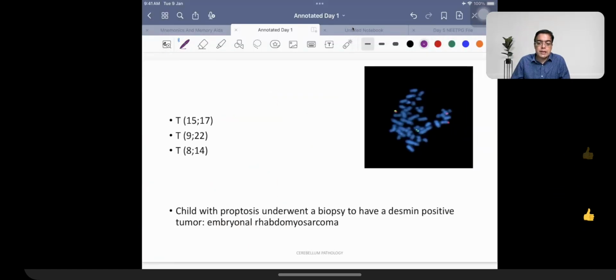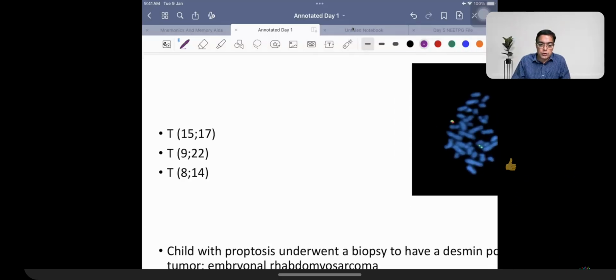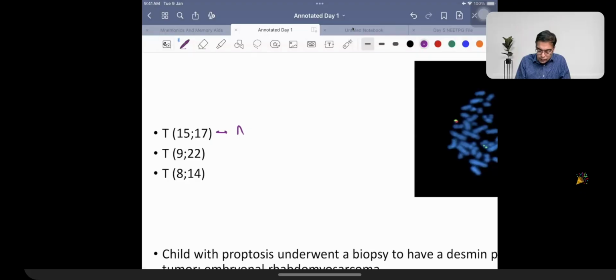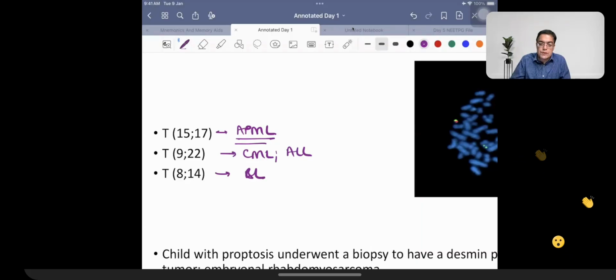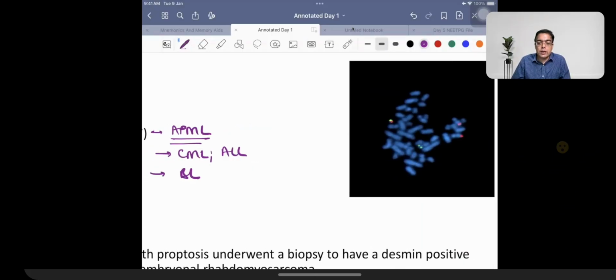These are the special examples of translocations to keep in mind, from previous questions. This one is APML, a quick recap. This one, of course, is CML as well as ALL. This one is Burkitt's. What is the technique we are seeing here? The technique is FISH.